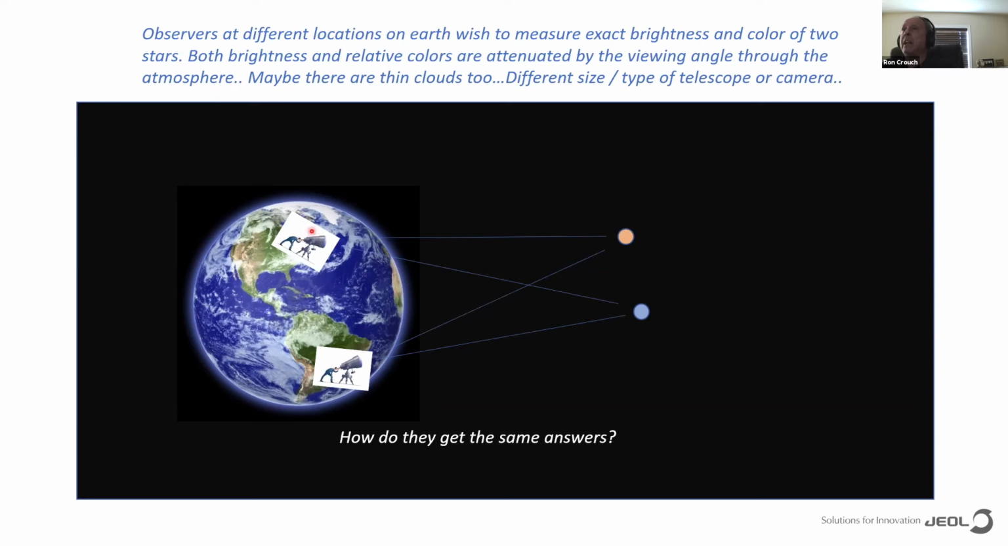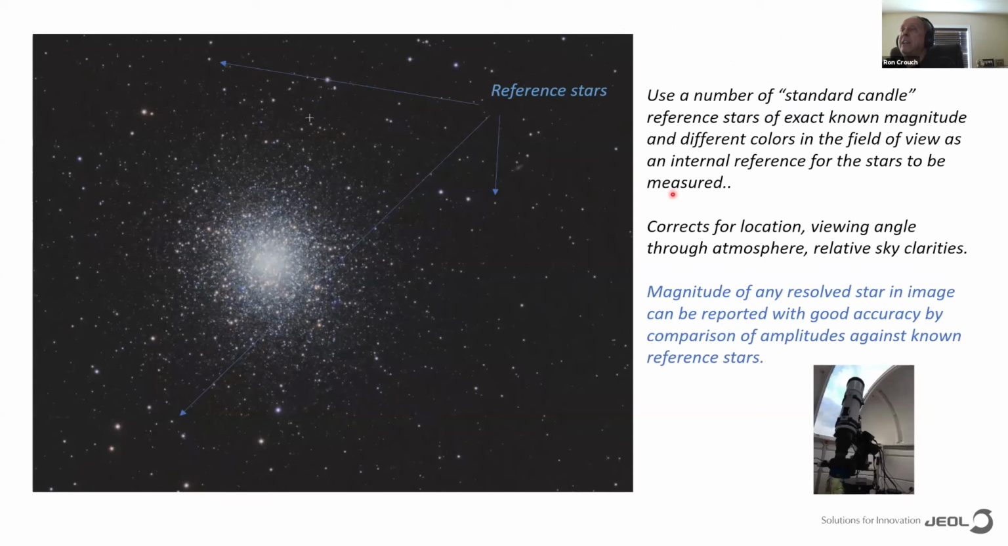And there may be thin clouds at one site versus another. They may have different telescopes. So how do they get the answers? Well, they use external reference. So in this particular image, you may have three stars that are known and extremely well characterized.